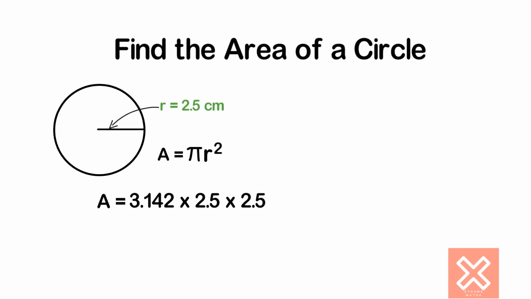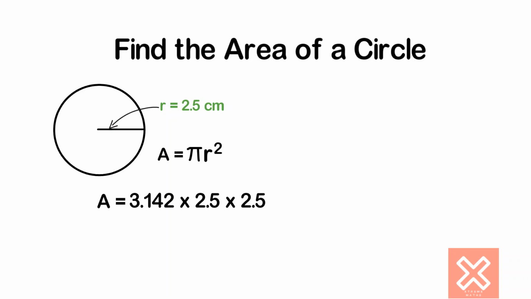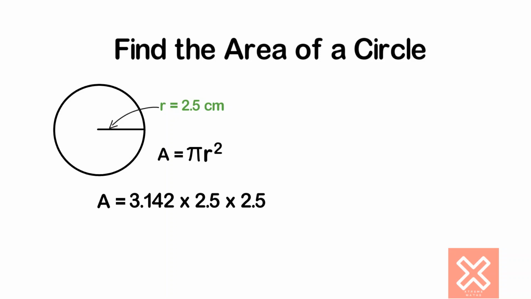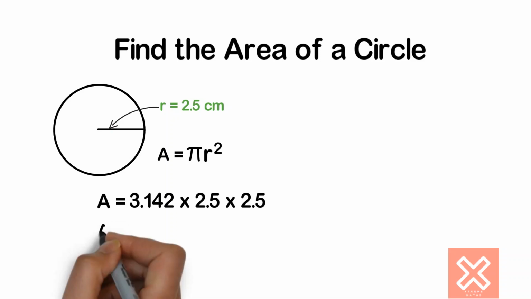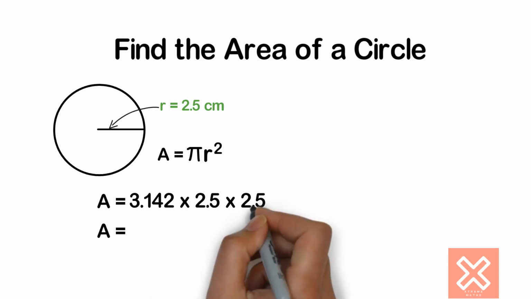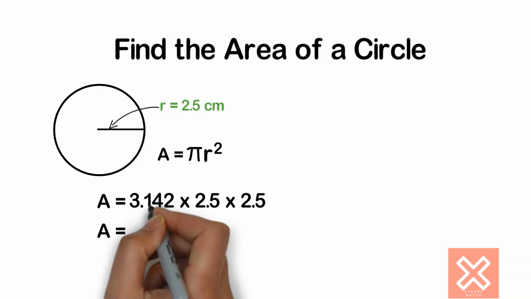Then you may have a doubt, why I use 3.142 here instead of 22/7. You can see this 2.5 and 7, they are not simplifiable, so it is easy for us to do it like this. So you can write here 3.142 into 2.5 into 2.5, that is 6.25, then into 3.142.